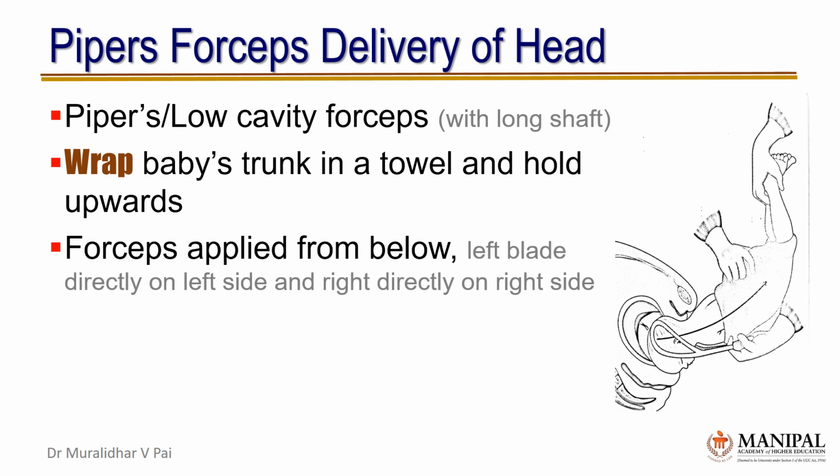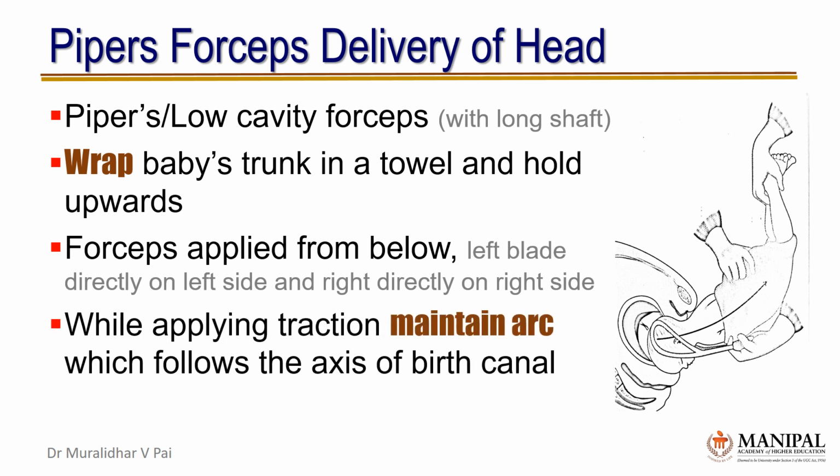The left blade is directly applied on the left side of the head as against in vertex presentation, where it is first applied posteriorly and then slowly taken to the left side. Right blade, of course, is directly applied onto the right side. While applying traction, a steady traction is applied and the arc of a circle is maintained as in case of Burns-Marshall technique, and the baby's head is delivered.